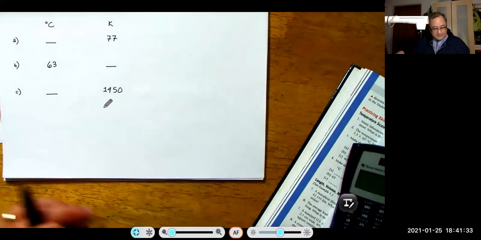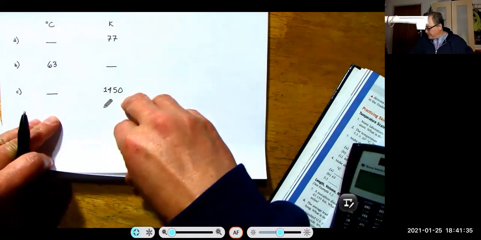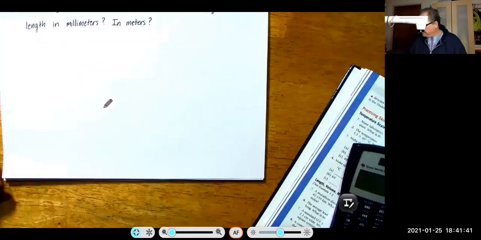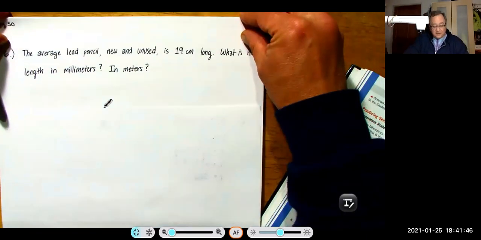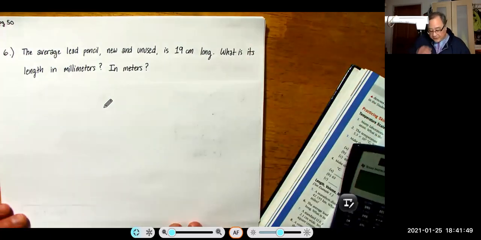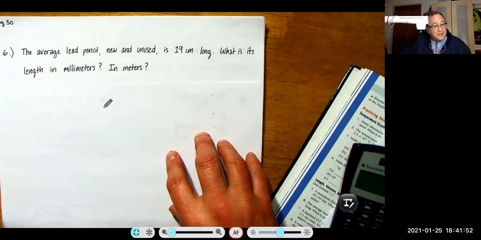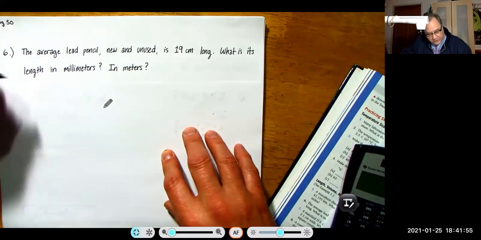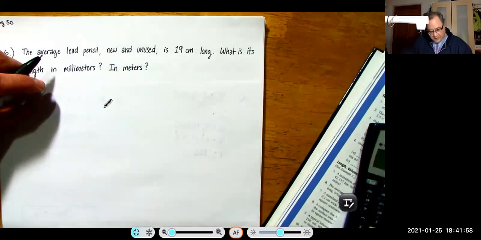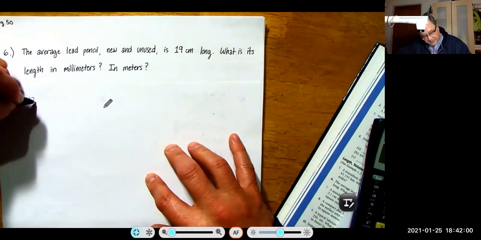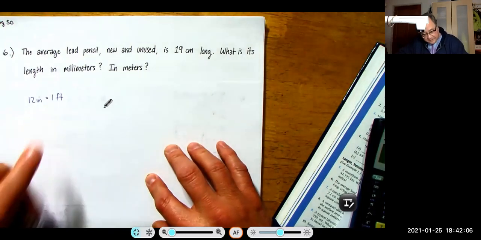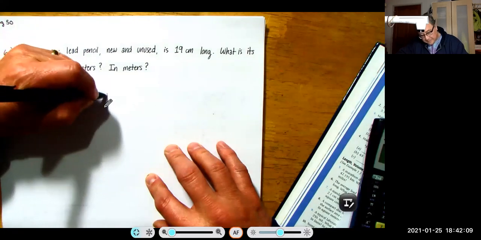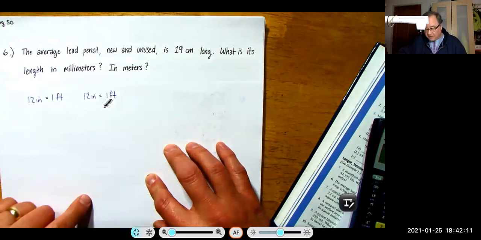So let's put that away. And let's look at this next one. The average lead pencil, new and unused, is 19 centimeters long. What is its length in millimeters? So we're going to use the conversion factor method. The conversion factor method begins with something like this. This is an equality. And I think we all know this equality. I'm going to write it down twice. It's so important.